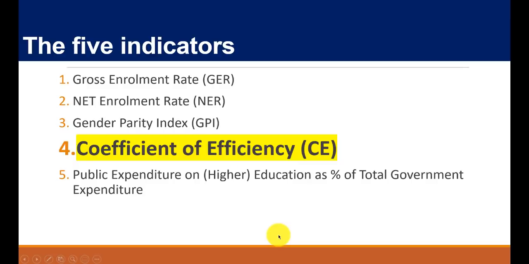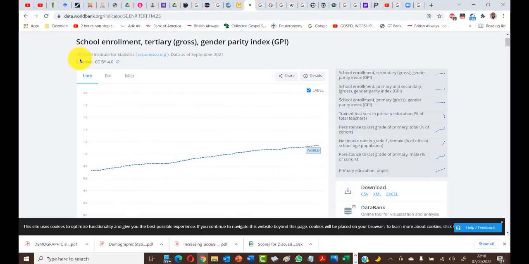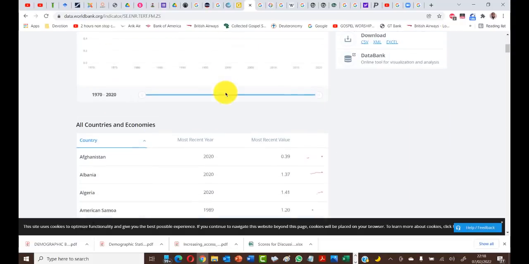So, before we go on to the coefficient of efficiency, let me take you to global comparisons of the gender parity index, GPI. This is the school enrollment, tertiary, gross gender parity index. That's the one we're looking at. This is World Bank data, and it's one of the most reliable. It's derived from the UNESCO Institute for Statistics, September 2021, as recent as that.